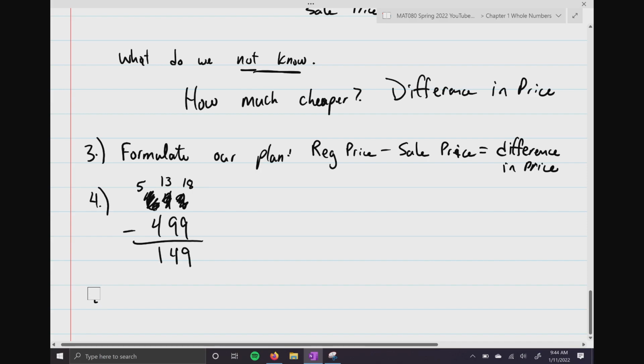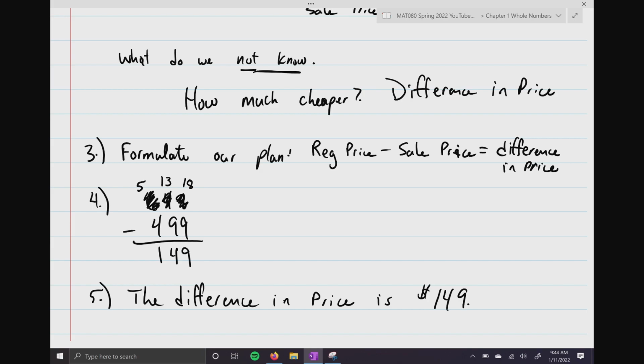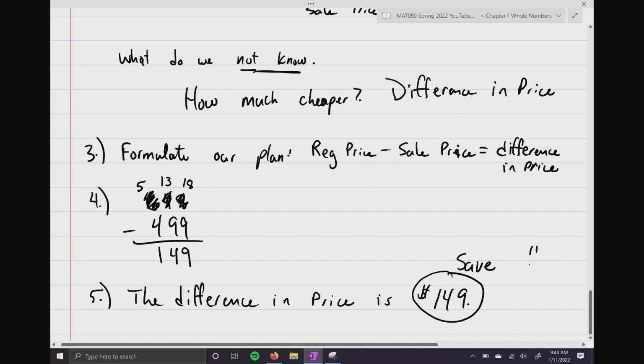So step 5, does the answer make sense? The difference in price is $149. And like I said, ask yourself, does that make sense? Well, the original price was $648. The sale price is $499. So yeah, $149 makes absolute sense. This is how much money we're going to save. And I don't know about you, but I like to save money.